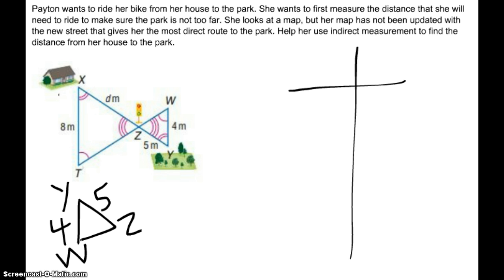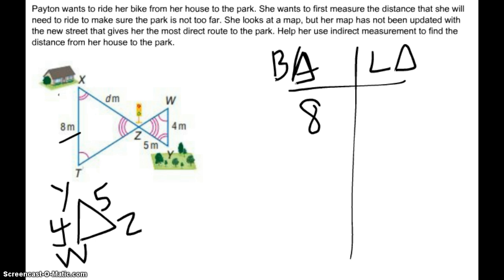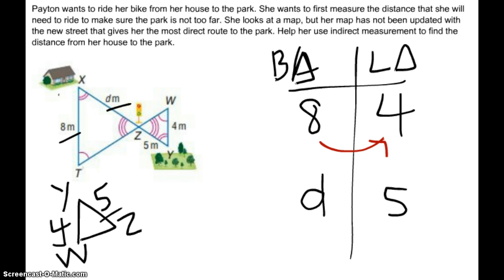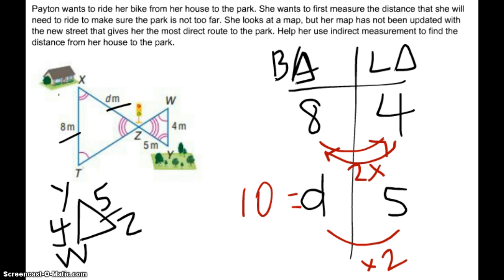So now we can set up our table. Let's call this the big triangle, and then the little triangle. So the big triangle, let's go with 8, corresponds with 4 on the small triangle. And then D on the big triangle corresponds with 5 on the small triangle. And you should immediately be able to see this horizontal relationship, that 8 is split in half to get 4, or 4 is doubled to get 8. So we do times 2, so 5 times 2 is 10. So this distance right here is 10.